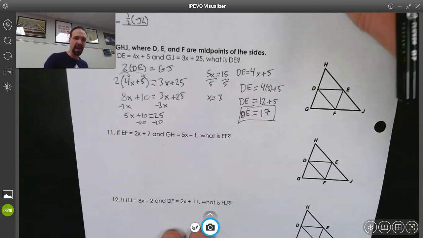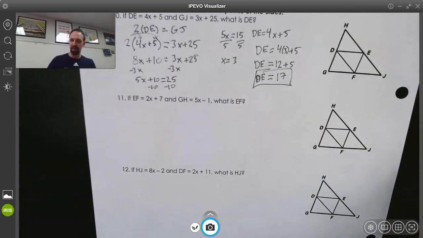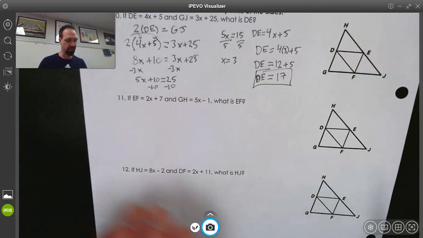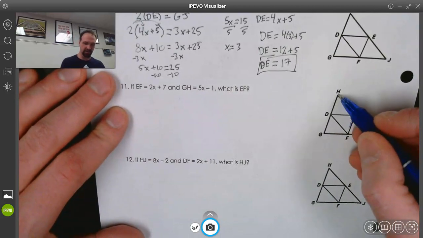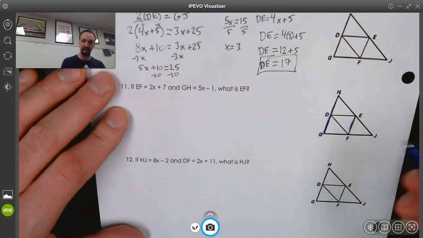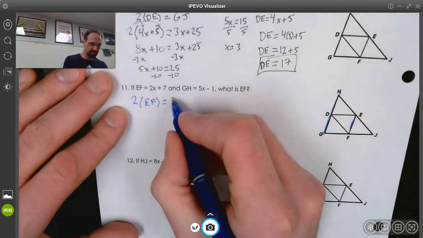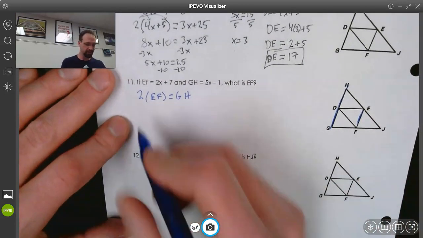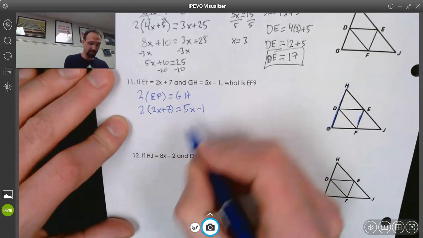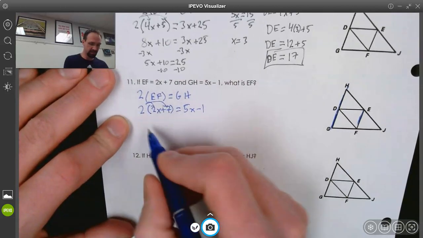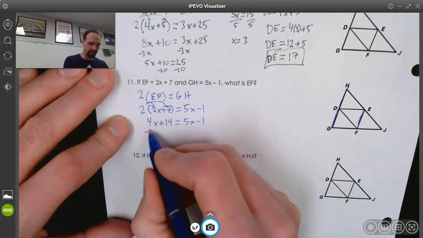With that, go ahead and try the next two similarly. Not exactly the same, but they're similar. See what you get. Pause the video. I'm going to go over them, but it just gives you a chance to try it on your own first. All right. EF is here, and GH is here. So that means 2 times EF is equal to GH. Now I can substitute in what I know. So 2 times 2x plus 7 is equal to 5x minus 1. Distribute, and I get 4x plus 14 is equal to 5x minus 1.